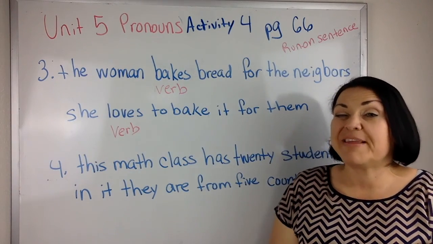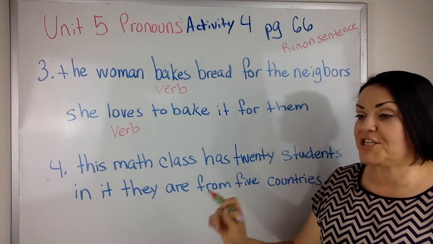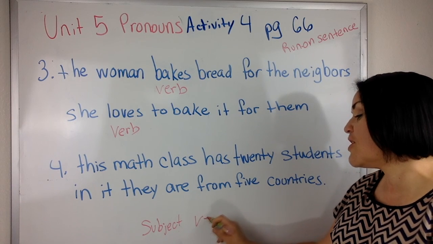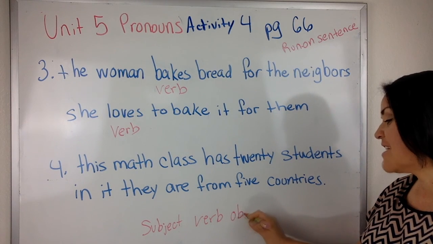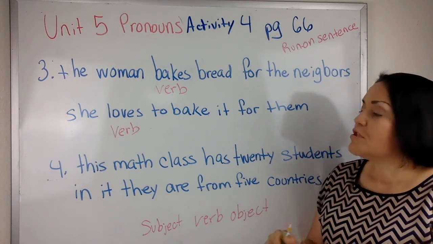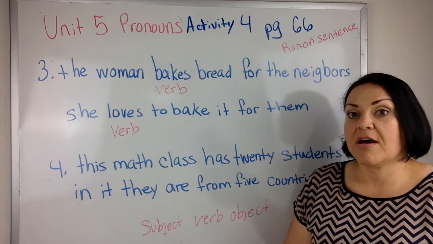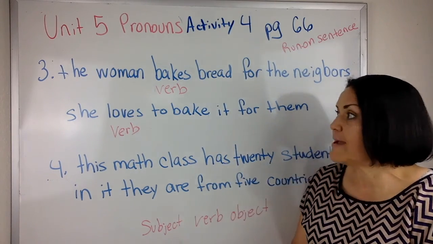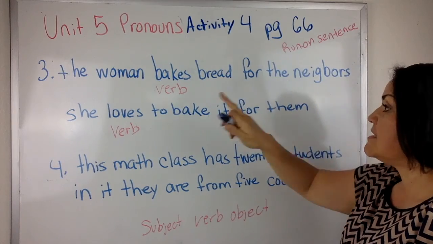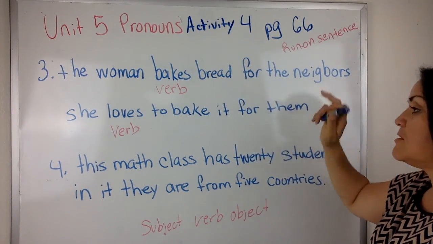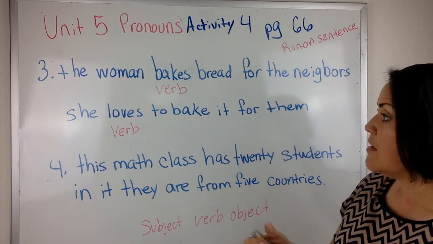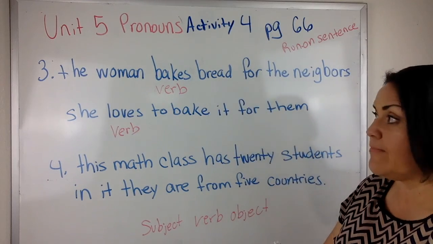So normally that might be the beginning of a sentence. Remember, it's subject, verb, object. Okay? Even if they're long, they will have these pieces. So we're going to look for the breaking of the sentence, right? So if this is the verb and this is the subject, this says the woman bakes bread for the neighbors. She loves to bake it for them. So we know that this is 2 sentences now.